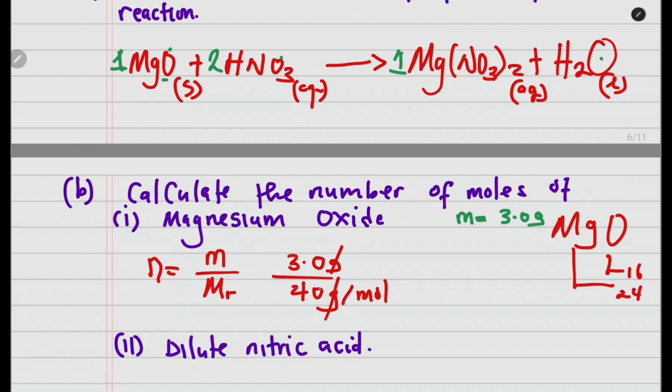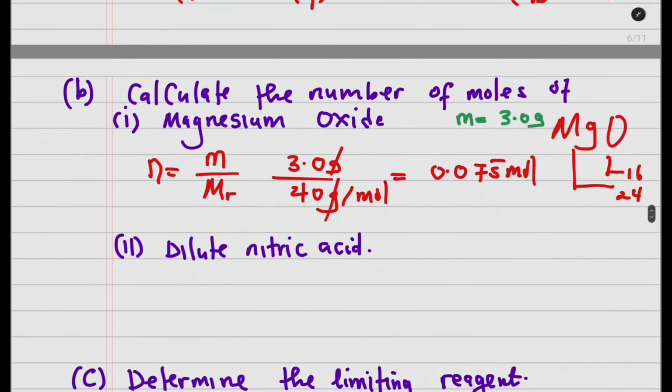Now gram and gram cancel. Then we are going to have 3 divided by 40, which is giving us 0.0775 moles of magnesium oxide. So that is what I found. And be able to confirm these numbers with your calculator as you go through this video.